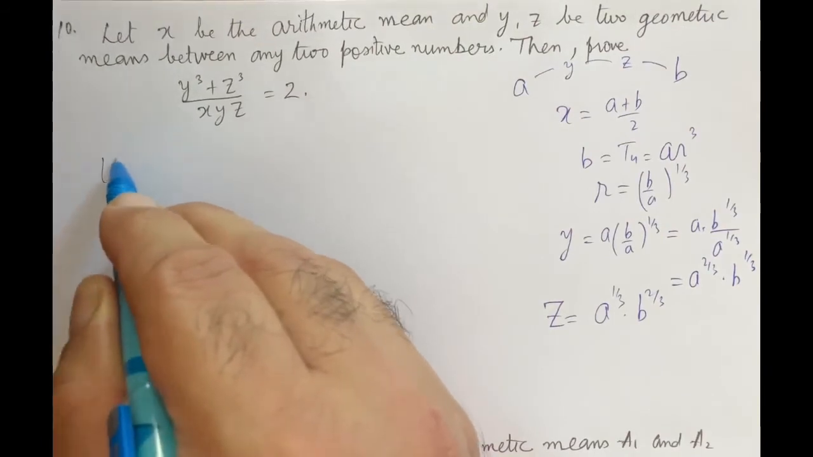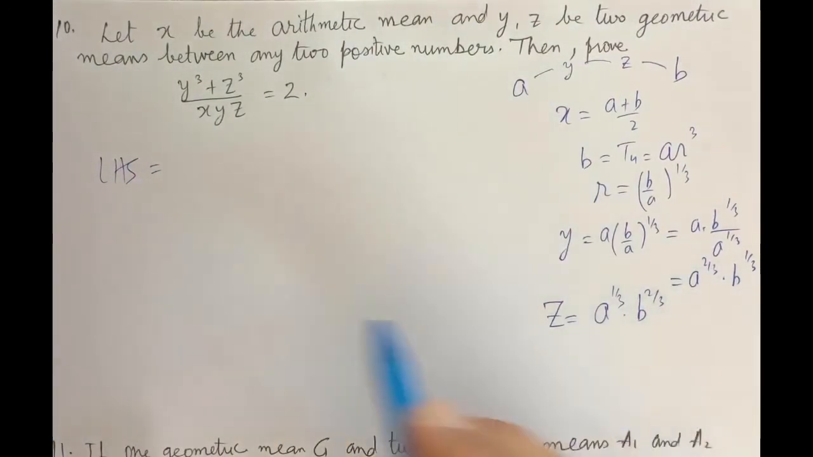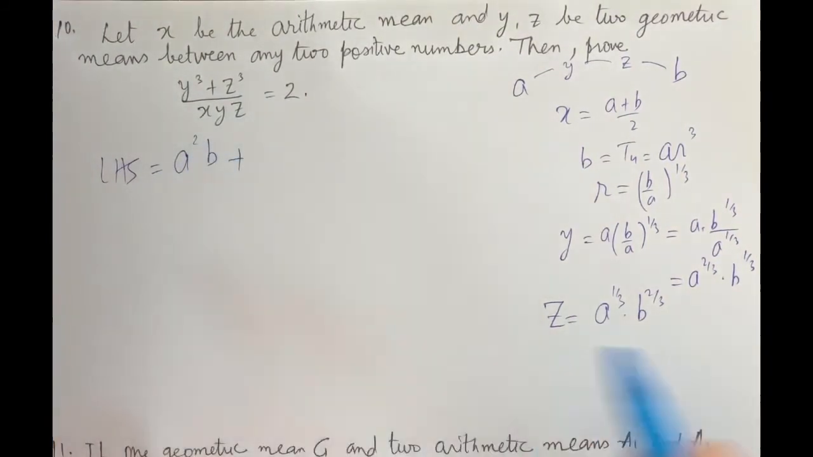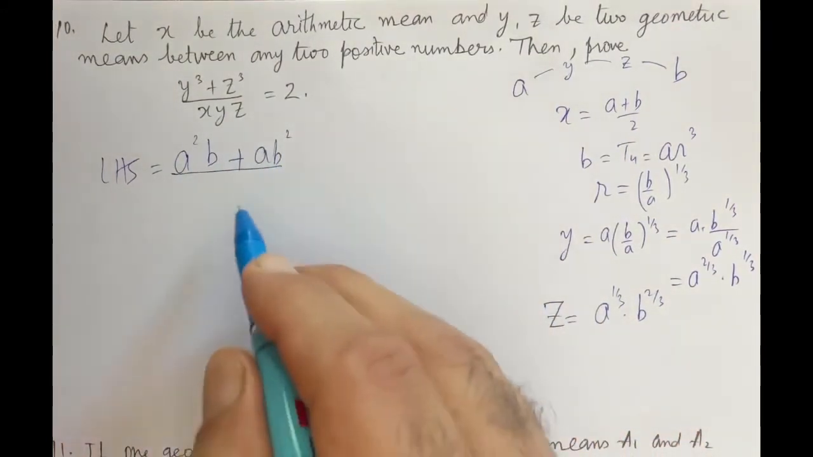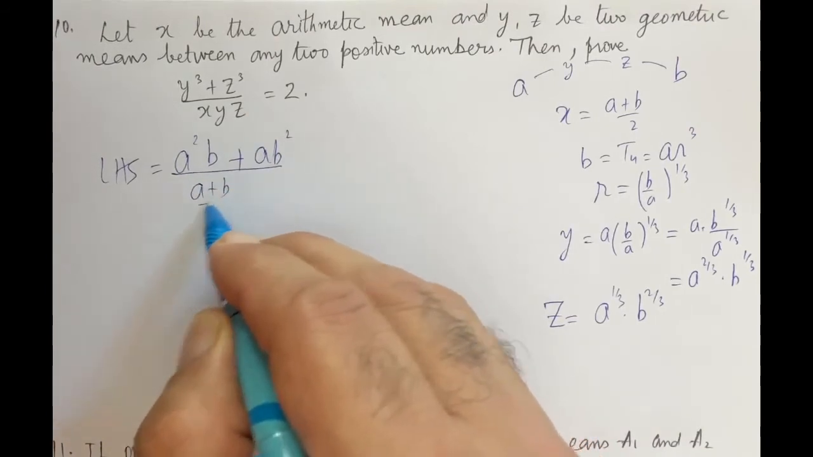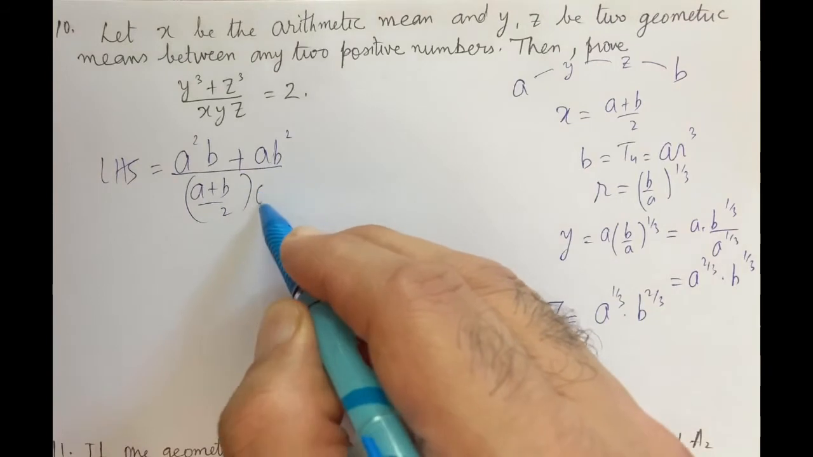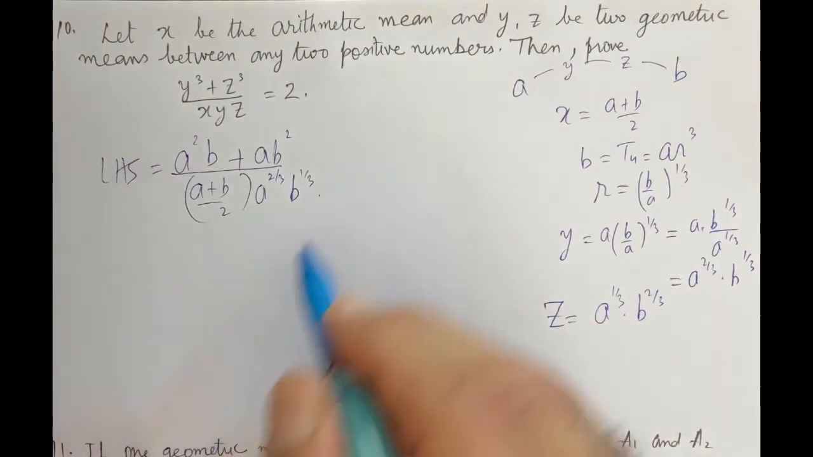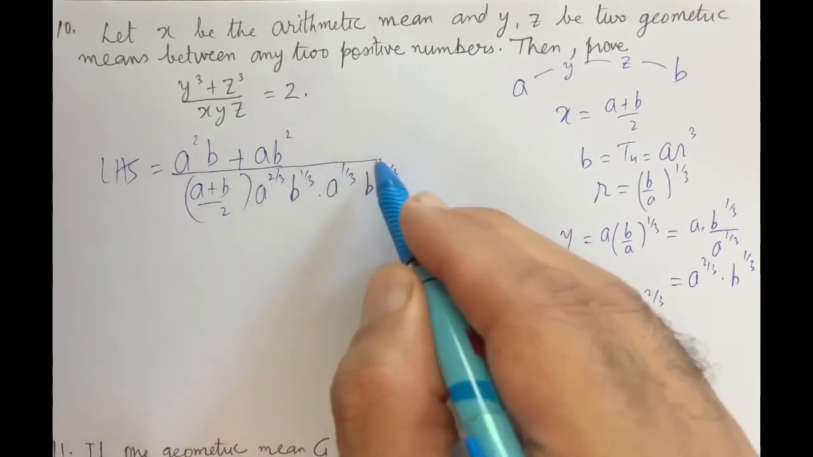So left hand side, y cube. Y cube is cube of this expression. It's a square into b. Z cube is a into b square, and divided by x. X is a plus b by 2 into y into z. Y is a raised power 2 by 3 into b raised power 1 by 3 into z, a raised power 1 by 3 into b raised power 2 by 3.